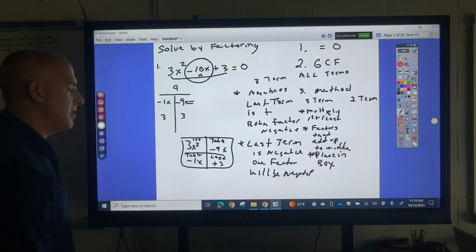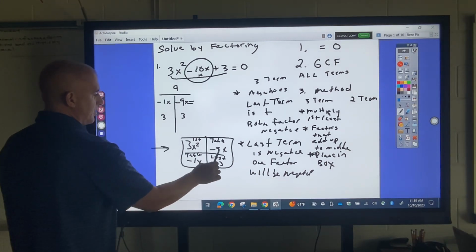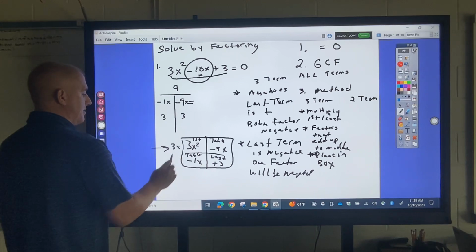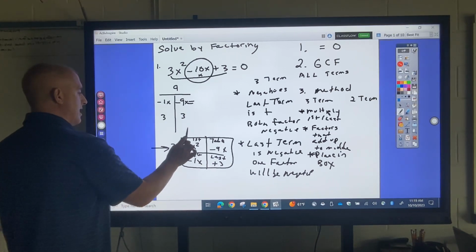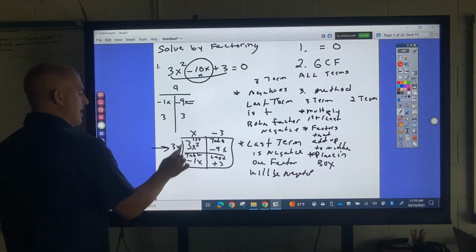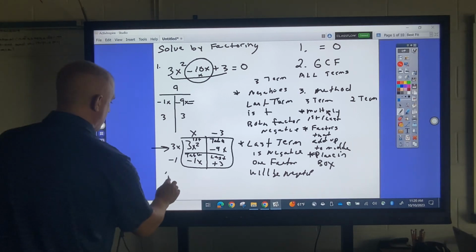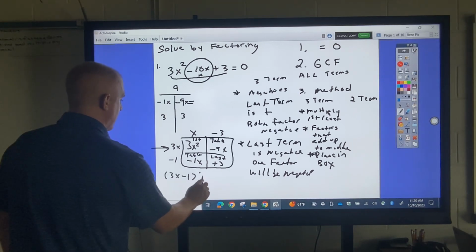Now what I want to do is look down this row. What goes into 3x squared and negative 9x? It's going to be 3x. And the box unravels. 3x times x gives me this. 3x times negative 3 gives me that. x times negative 1 gives me that. So my factors are 3x minus 1 and x minus 3.